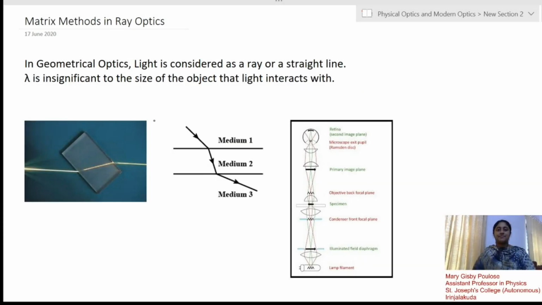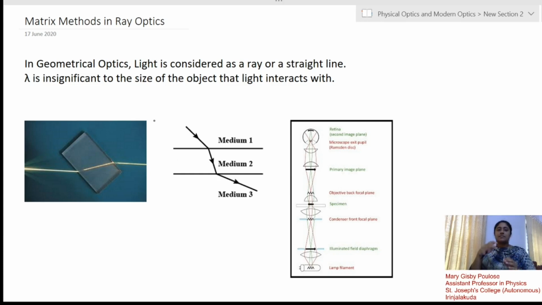Hello students. Today we are going to discuss matrix methods in ray optics. In ray optics or geometrical optics, light is considered as a ray or a straight line.